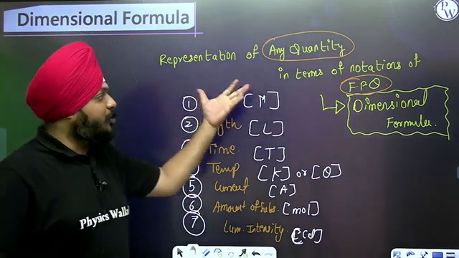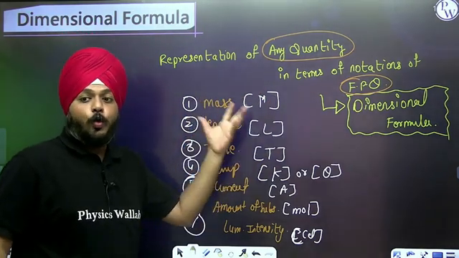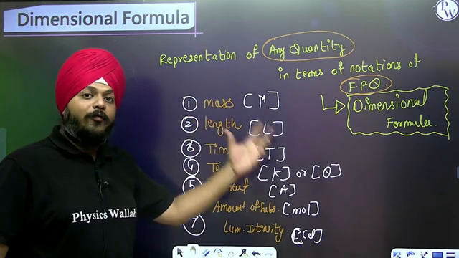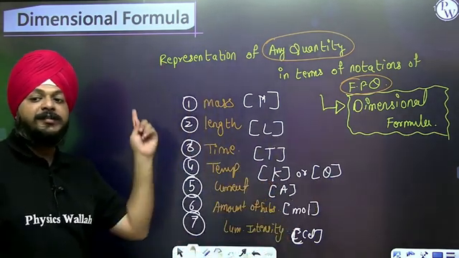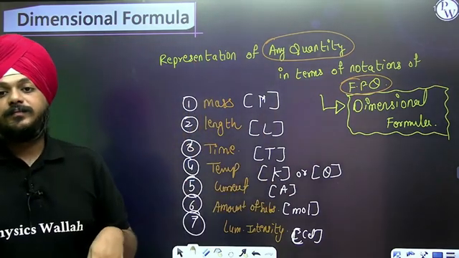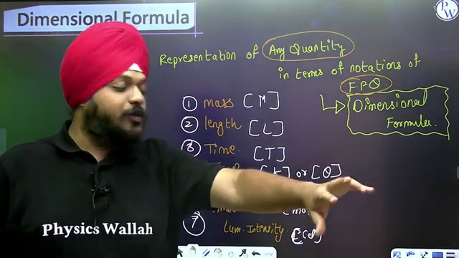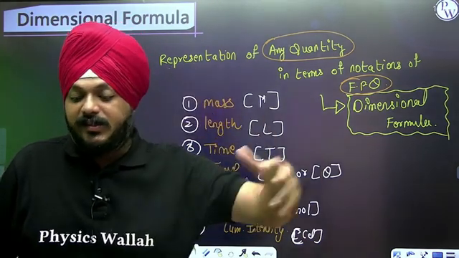Using these notations, we want to represent all of those physical quantities in terms of the 7 fundamental physical quantities. Using all of those notations, we need to represent that.